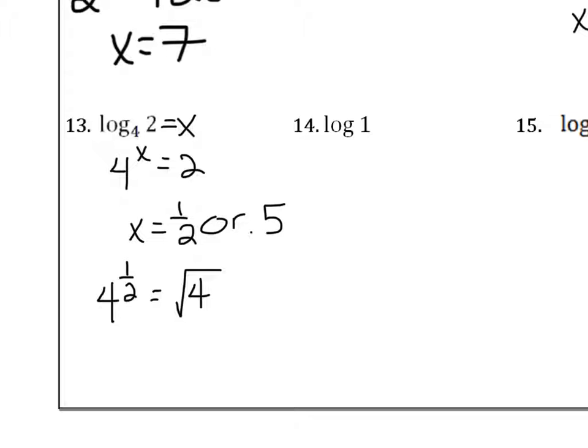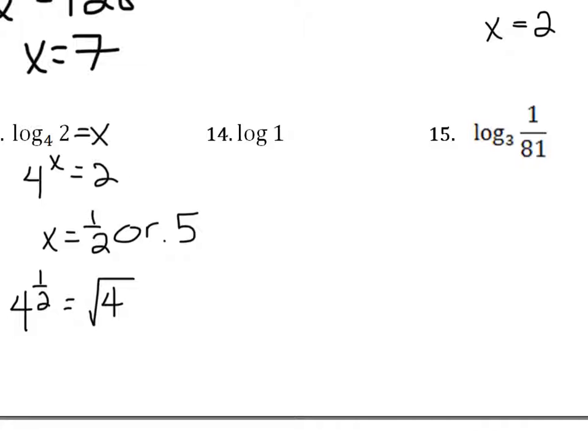Number 14 seems like we're missing a lot of numbers here. Well, we set it equal to x. Since I don't have a base, we know that has to be 10. So 10 to the x equals 1. And again, as we stated earlier, in order to turn a number into 1, the exponent has to be 0.